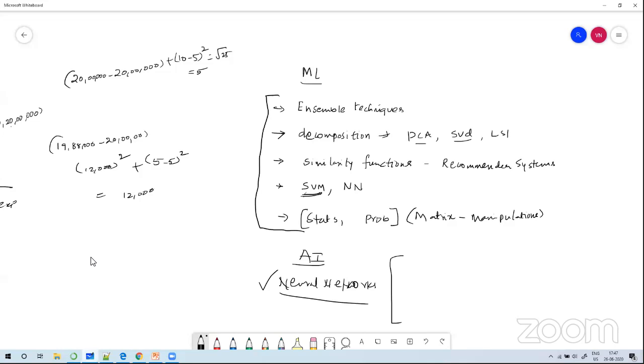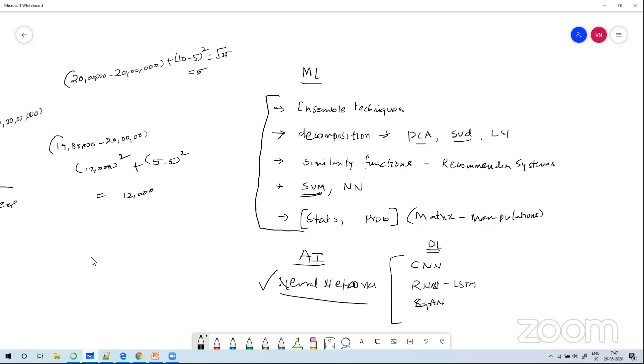So in AI, you have two types. One is deep learning, which is the technical side of it. In deep learning, you have convolutional neural networks, recurrent neural networks, generative adversarial networks, and within RNN you have things like LSTMs, etc.